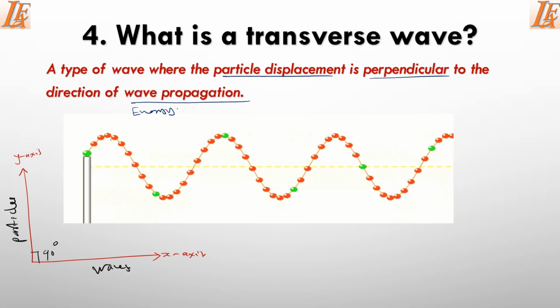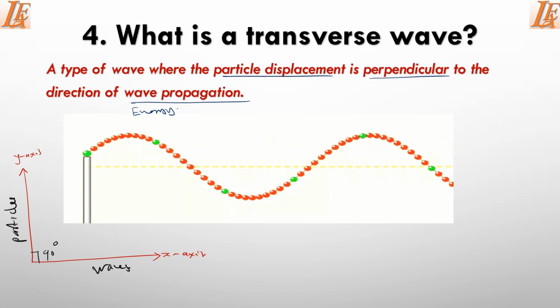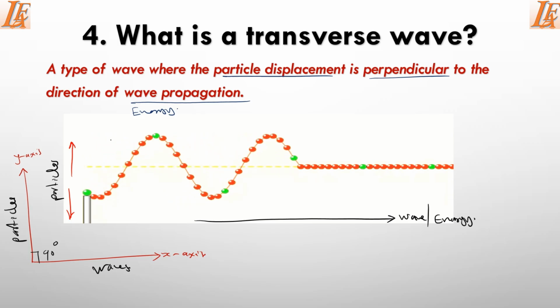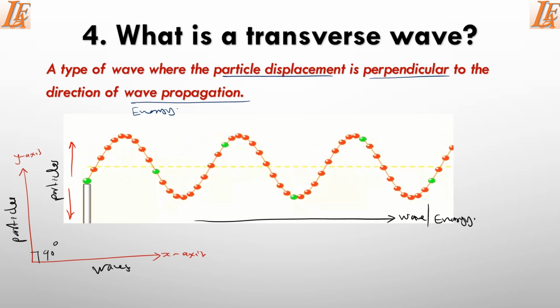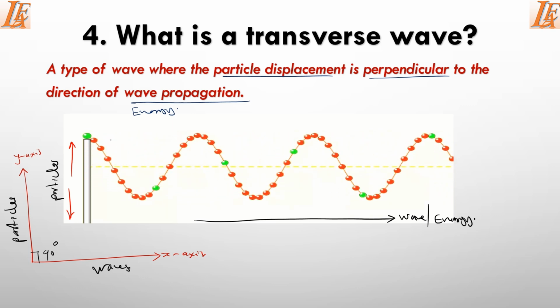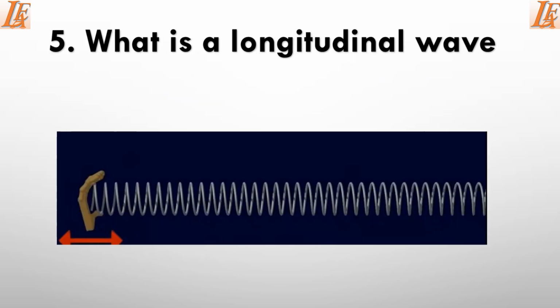So if you have a rope like this one you can see on the screen, if we decide to displace the particles, or to kick this rope up and down, in this case we are displacing the particles. We are going to displace the particles up and down using this rod. Then the energy or the wave will move from left to right. So this is where the wave, or what we call the energy, will be displaced. And we can see this here. If I push this rope up and down, this energy is going to move from left to right. So when particles are displaced perpendicular to the direction in which the wave is traveling, that's what we call a transverse wave.